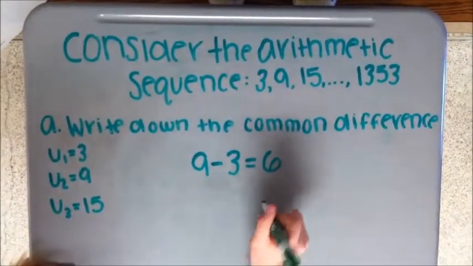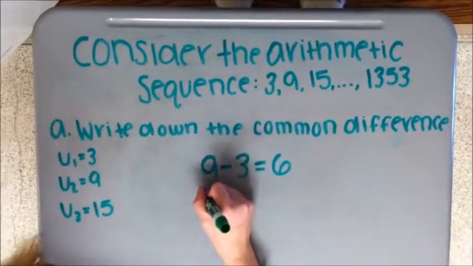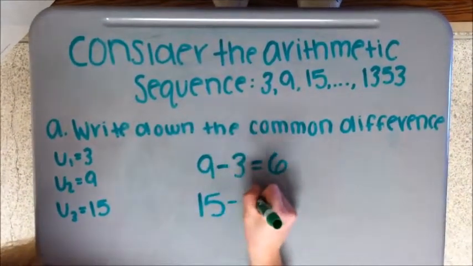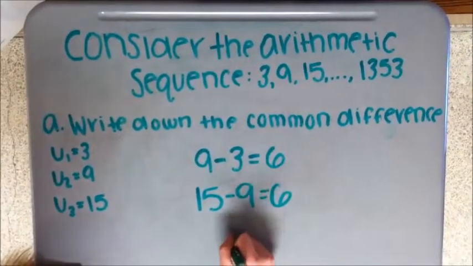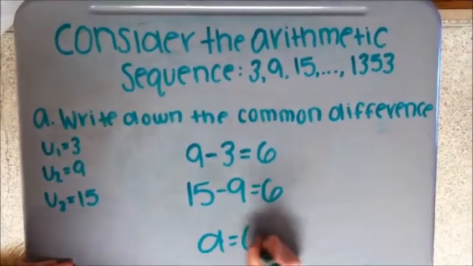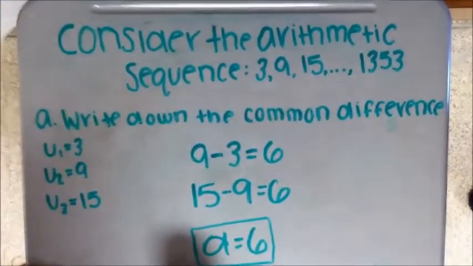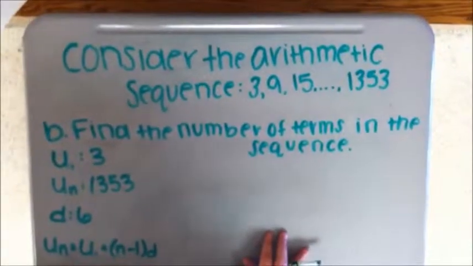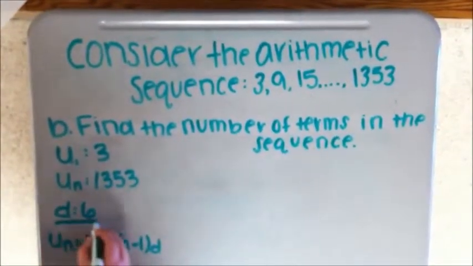And to double check to make sure this is the common difference, you can do it again with another pair. So 15 minus 9, which is also 6. Therefore, we figure out that our common difference, d, equals 6. From the last part, we have deduced that the common difference is 6.